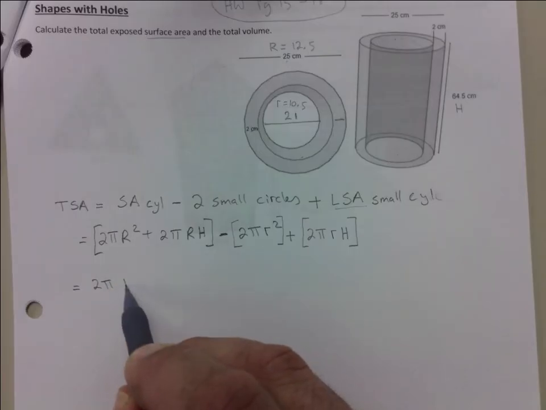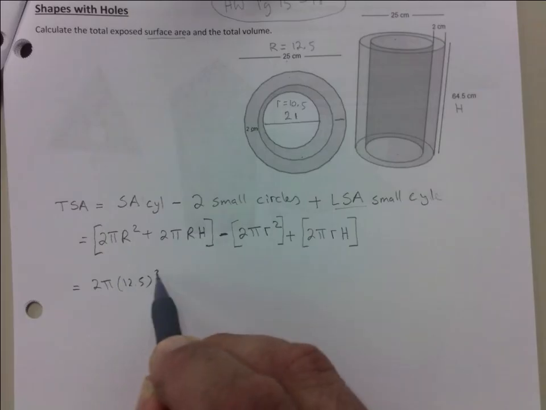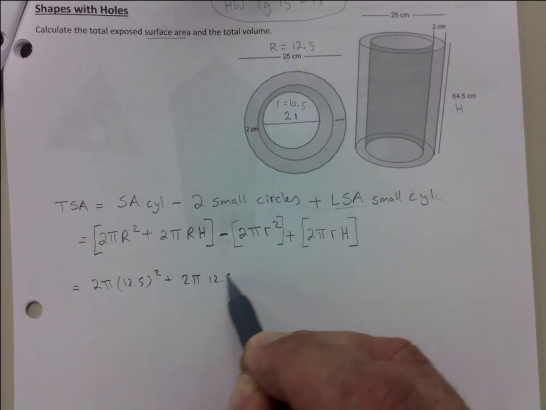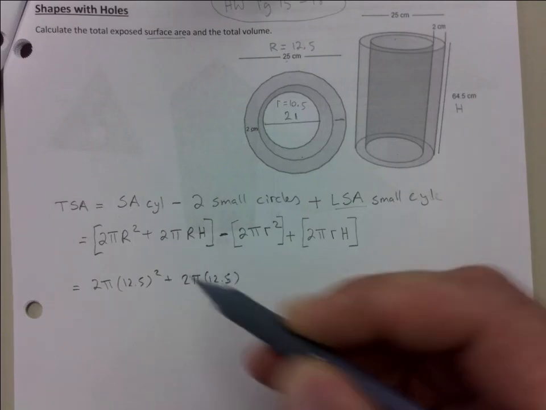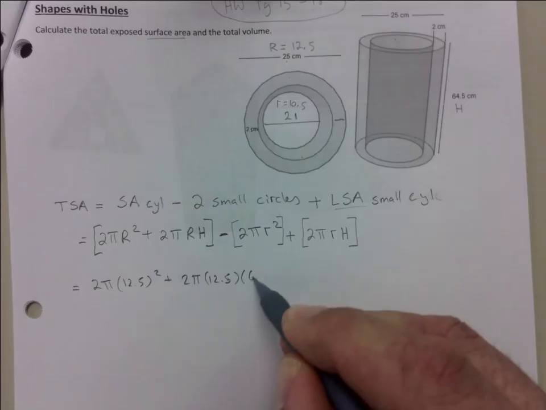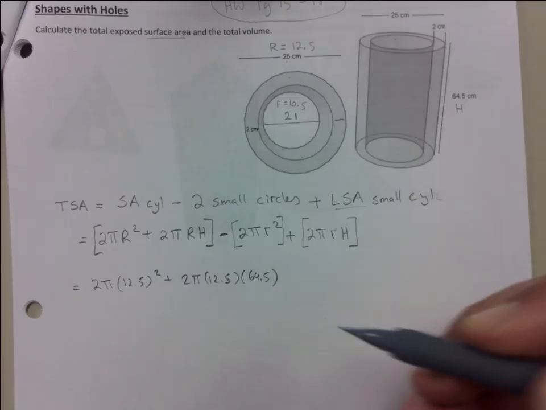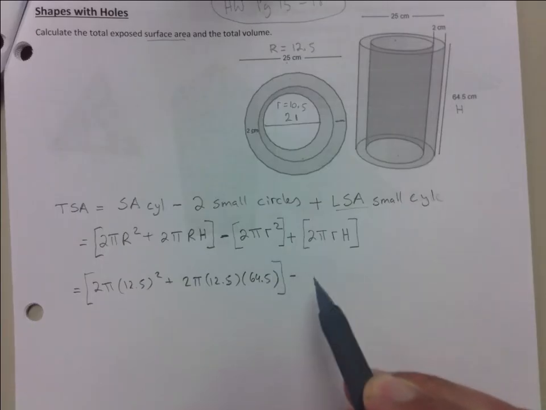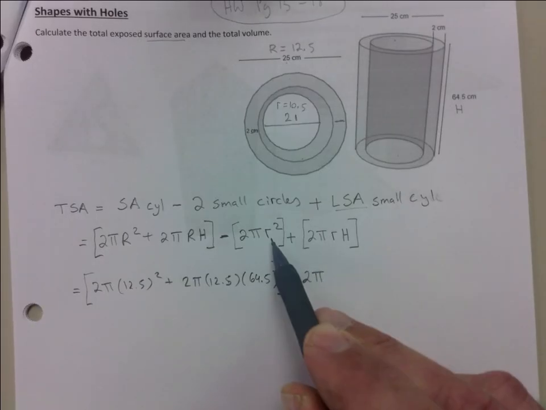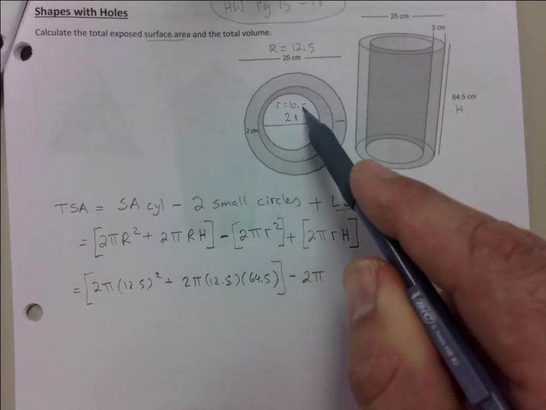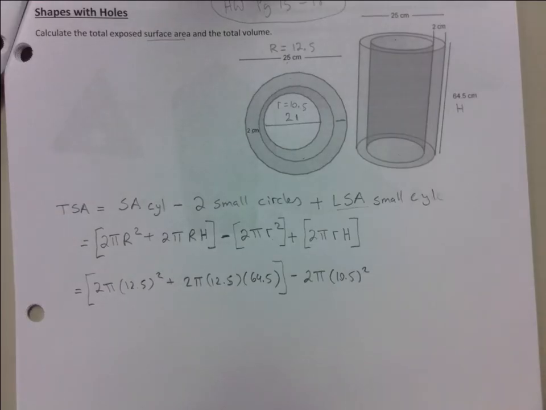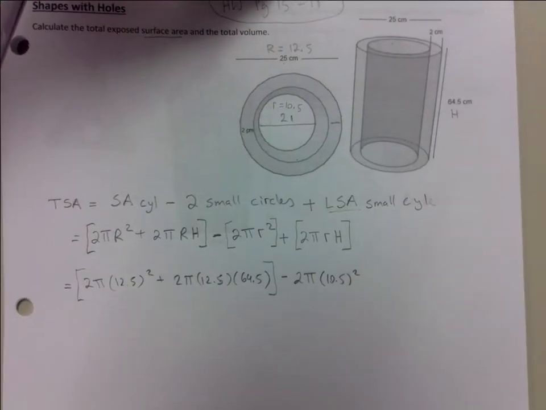So 12.5 squared plus, it's going to go a little faster because I'm just plugging in. H is 64.5. So I got that part. If you want to keep the square brackets, not a problem at all. Minus 2 pi r squared. Now I'm looking at the small one there. Let me move that up.